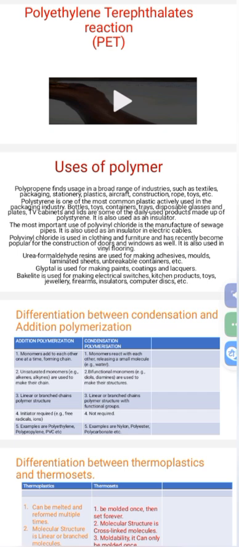We have polypropylene. Polypropylene is usually used for packaging materials, in the textile industries, stationery, plastic, aircrafts, construction, rope, and toys that babies are using, all those small rubber stuff, games. We use the polypropylene to cover those materials.